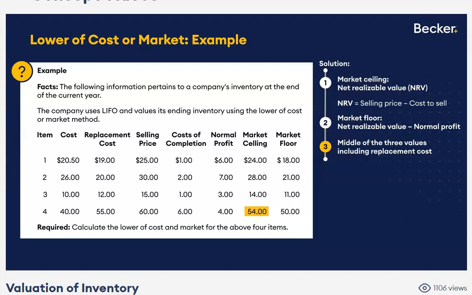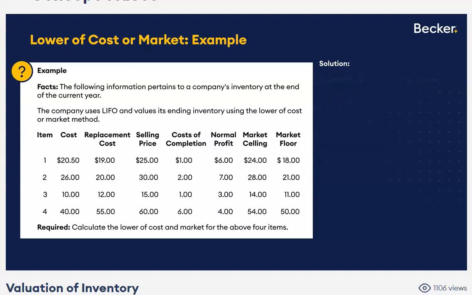That would be 54. Step number 1, the net realizable value. Step number 2, the net realizable value minus the normal profit, your floor. Step number 3, I now find the middle of the three values, including replacement costs. Now I compare the middle value to the cost.